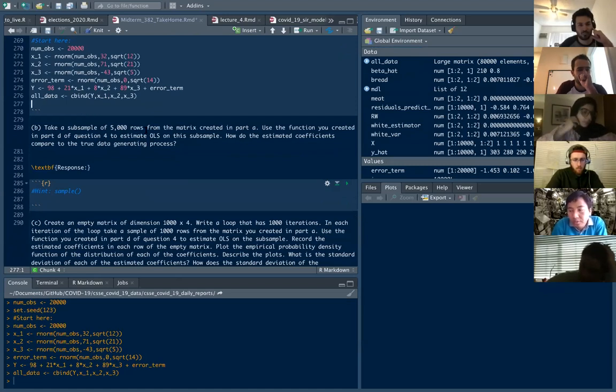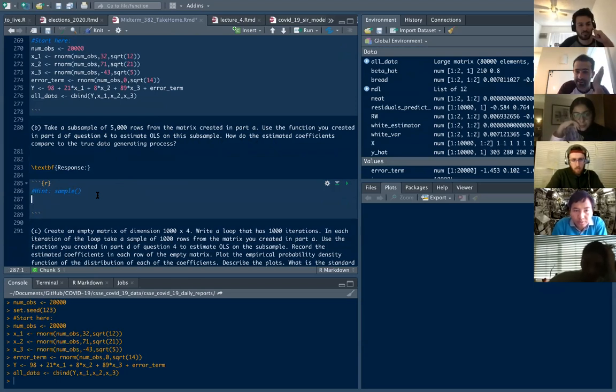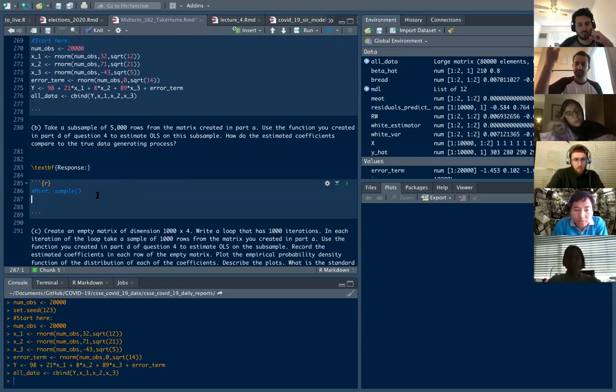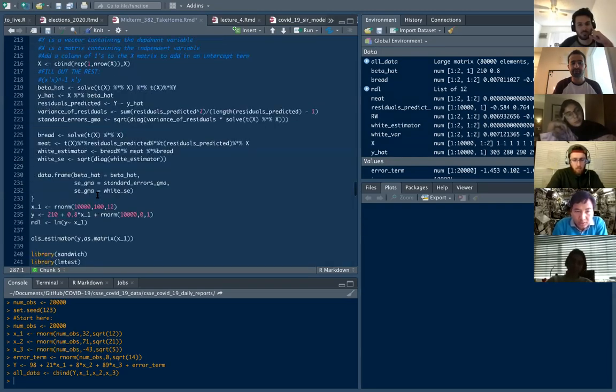Take a subsample of 5,000 rows of the matrix created in part A. Now use the function you created in part D of question 4 to estimate the OLS in the subsample. How do the estimated coefficients compare to the true data generating process? Basically, we have 20,000 possible rows. We want to sample 5,000 of those rows and then feed them into the OLS estimator function up here.